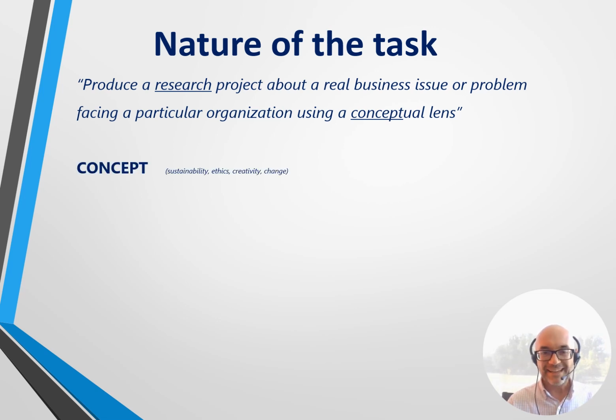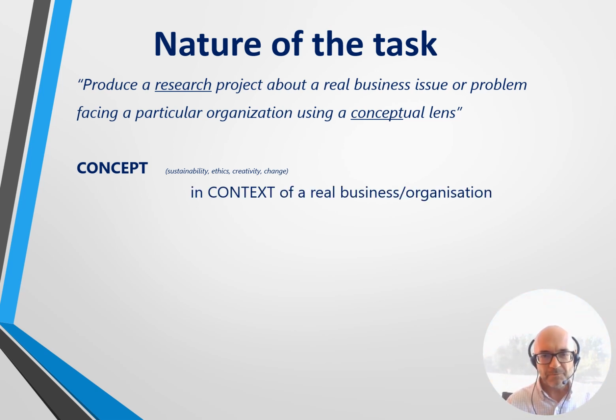As you know, in business management, we have four key concepts: sustainability, ethics, creativity, and change. Put another way, your IA has to be about one of those concepts. Your IA is an assignment about one of the concepts. You will have to choose one concept, but you cannot be expected to write about this concept in an abstract way. You will write about this concept in the context of a real business, of a real organization.